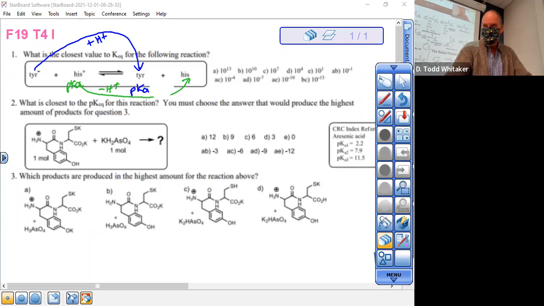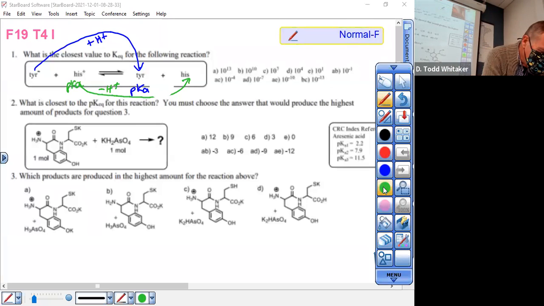8 is a much stronger base than 12. So just to repeat, histidine with a +1 charge has a proton here, which will be the most acidic proton. 6.1 is the number I need. I'm going to copy 6.1 on our starboard. 6.1.